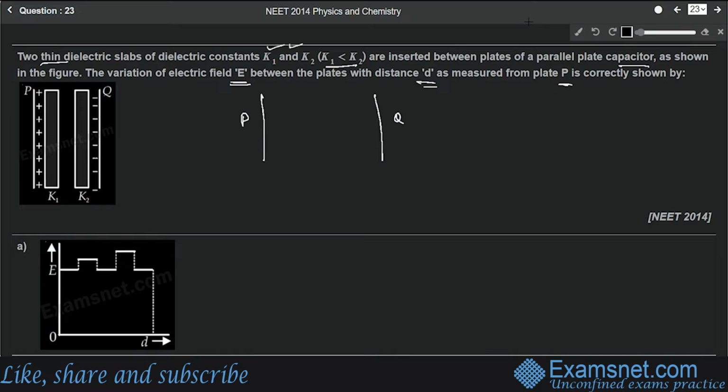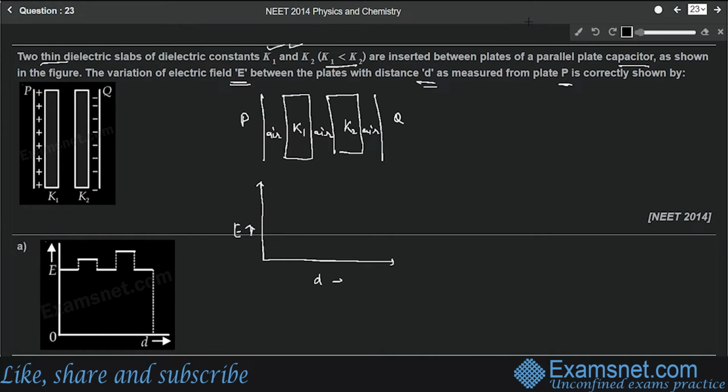Okay, there is a dielectric slab here with the dielectric constant K1, and there is a dielectric slab with the dielectric constant K2. Okay. Now in between the plate and the dielectric slab there will be air. Also in between the two dielectric slabs there will be air. Okay. Now we have to plot a graph showing the variation of electric field with the distance. Okay. So suppose the electric field in the presence of air is this much.